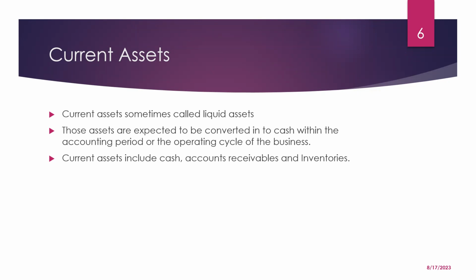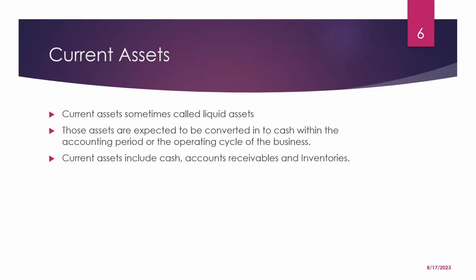Normally, current assets have an economic lifespan of less than 1 year. Those assets are expected to be converted into cash within the accounting period or operating life cycle of the business. You will learn about the operating cycle under working capital of the business. And the current assets include cash, accounts receivable, inventories, likewise.